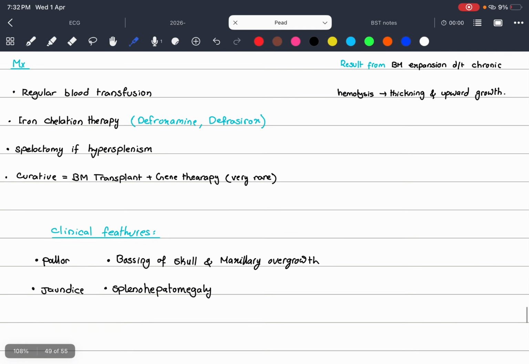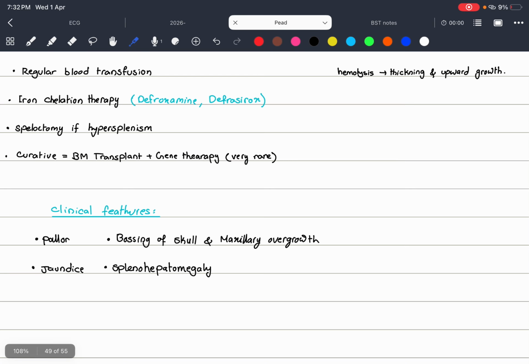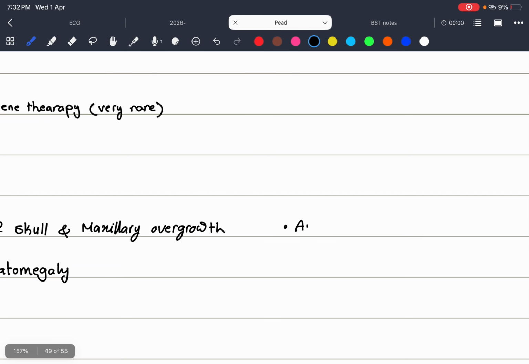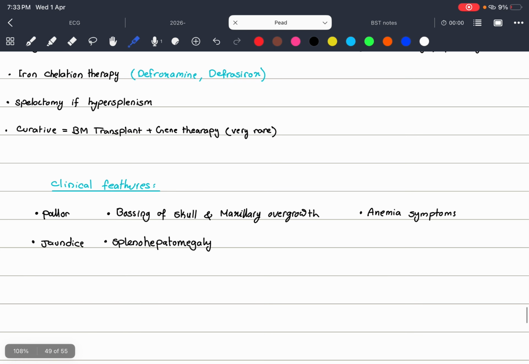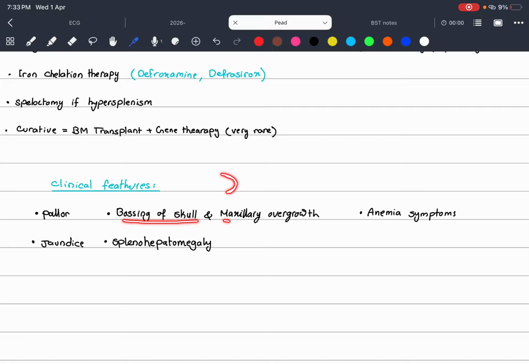So what does the patient present like? Of course, the clinical presentation is anemia symptoms like pallor, but there are also some things specific to thalassemia: jaundice, splenohepatomegaly. That's why you do an abdominal examination. Also bossing of the skull, where the skull is protruded, and maxillary overgrowth. This is very typical for thalassemia.